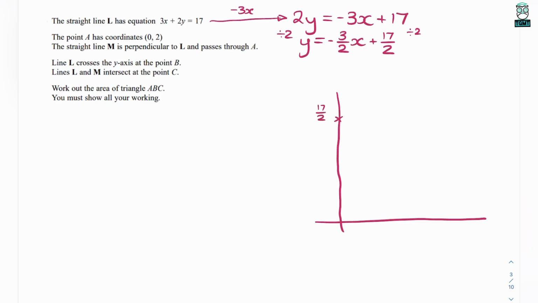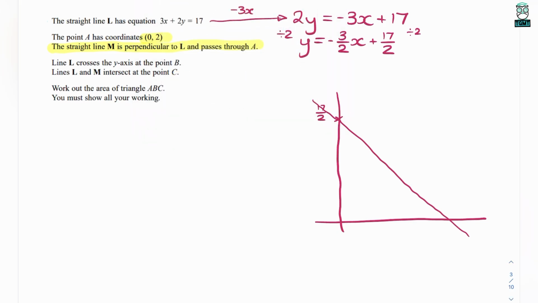That negative gradient is 3 over 2, or 1.5. That's relatively steep, but let's just draw something in like that, and there we go. Let's imagine that is what the line looks like. So that's where I'm at the moment. I know what the first line looks like, I know what the gradient is, I know what the y-intercept is. Now we are moving on to this next line. So the straight line M is perpendicular to L, and it passes through this point (0, 2).